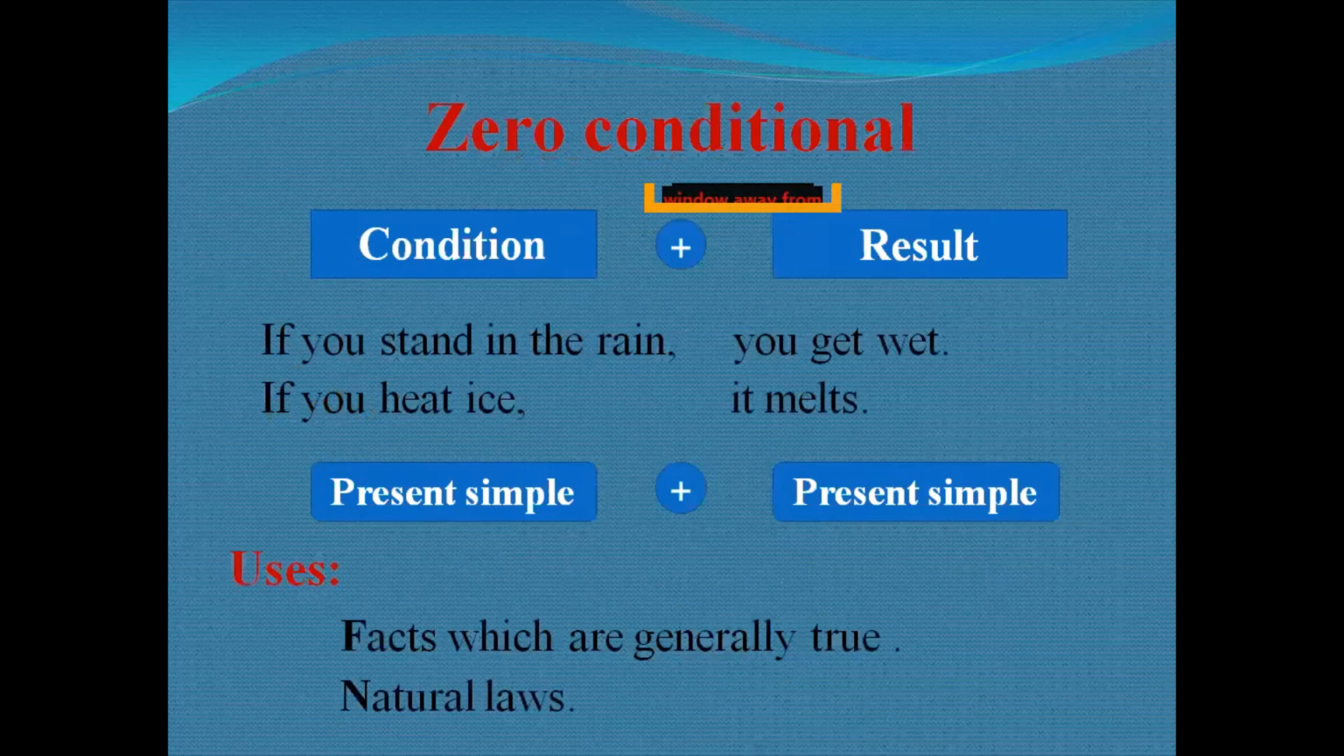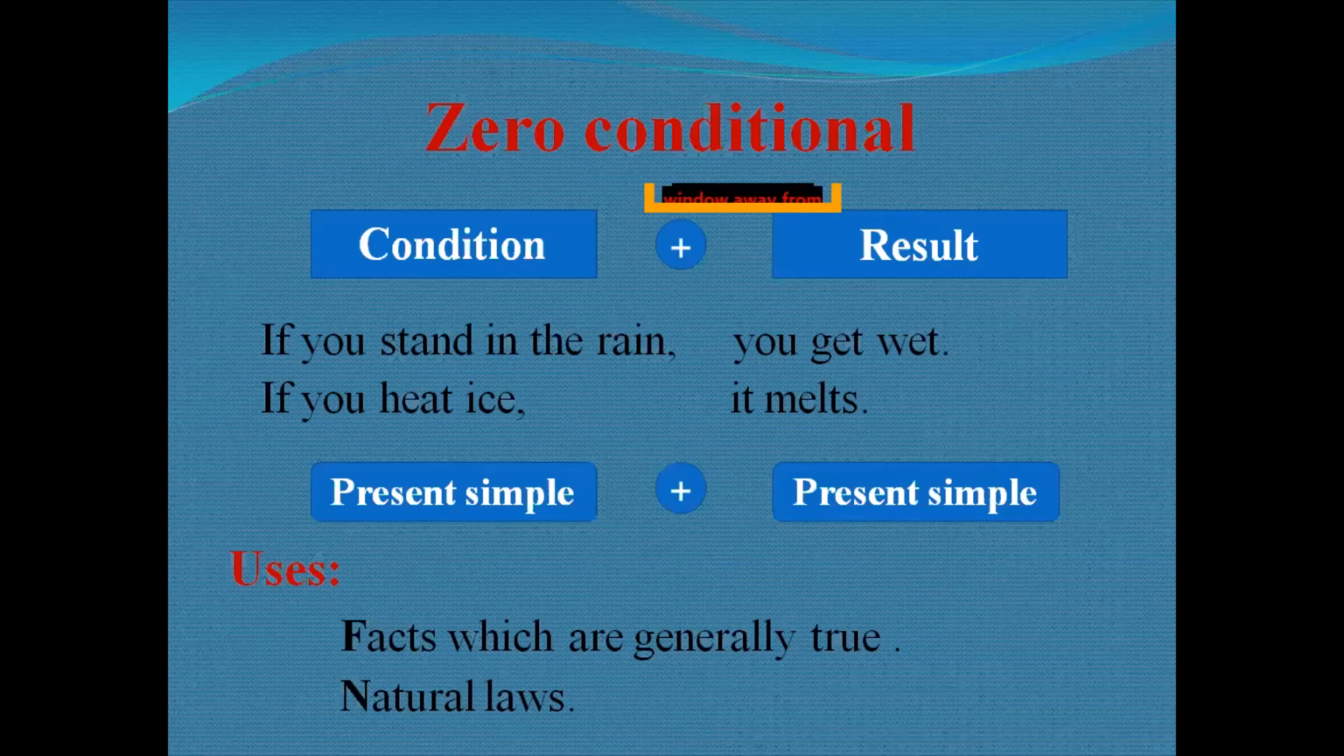Okay, let's talk about zero conditional first. As you can see, the structure is mentioned here: there are two parts of such sentences. The first one is the condition and the other one is the result. The condition is also called a subordinate clause and the result is expressed in the main clause. Two examples are given: if you stand in the rain, you get wet; if you heat ice, it melts.